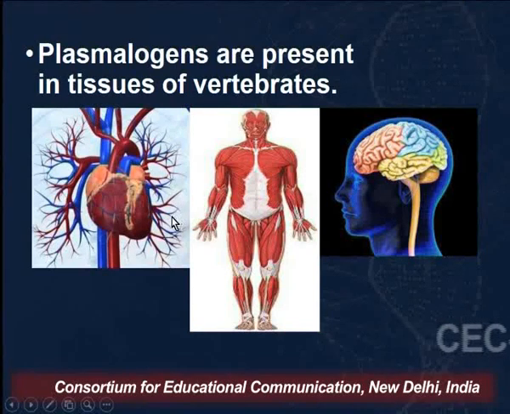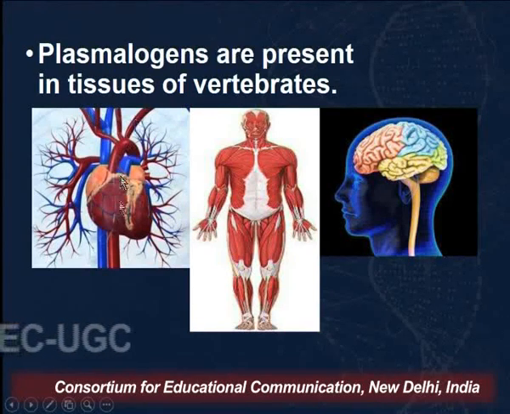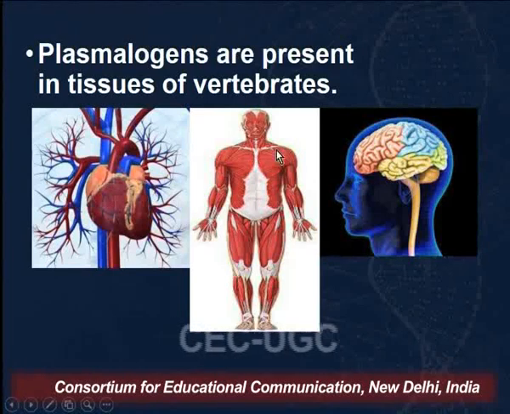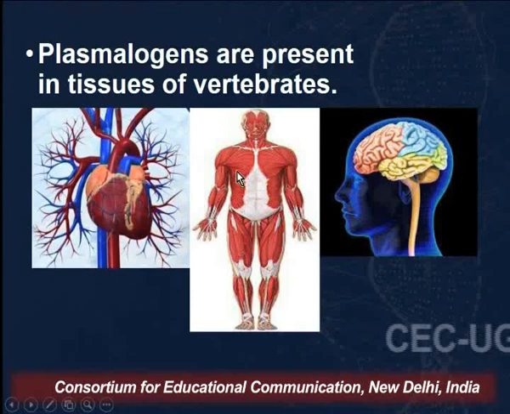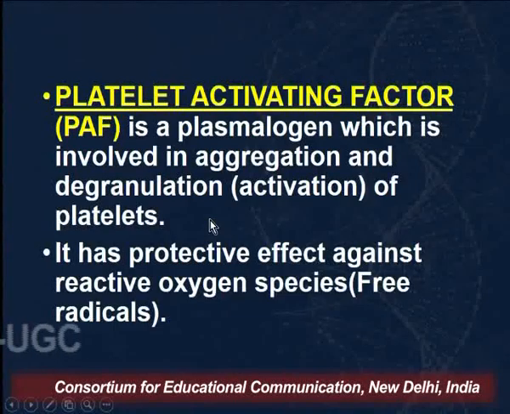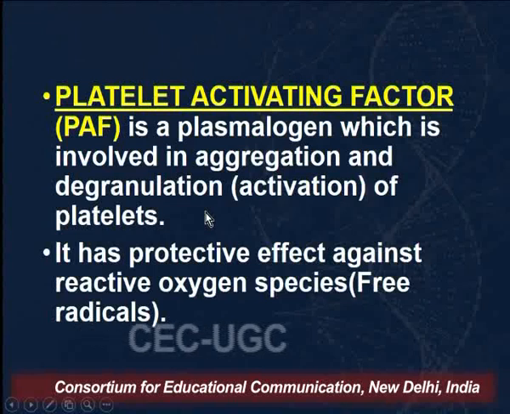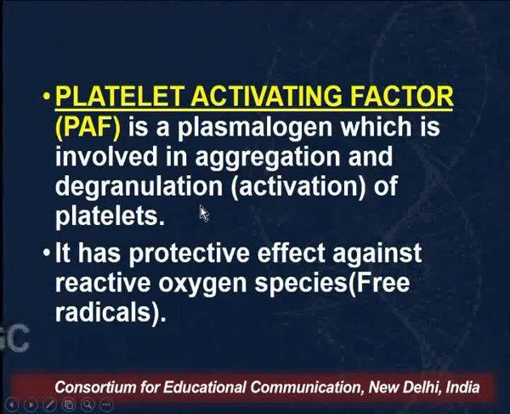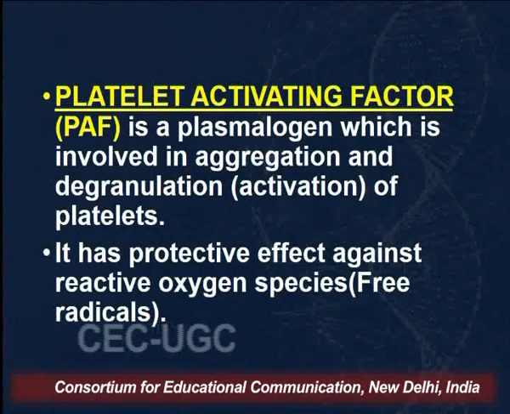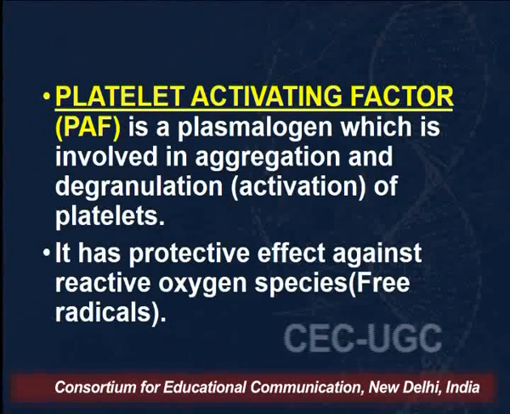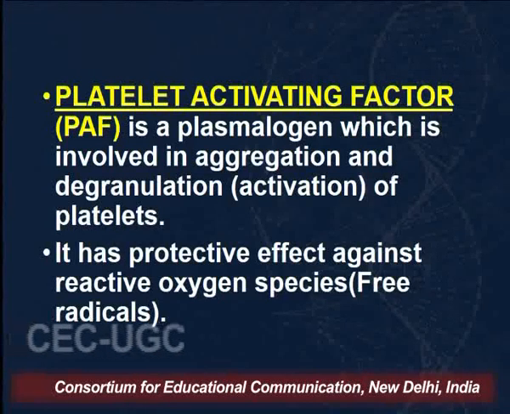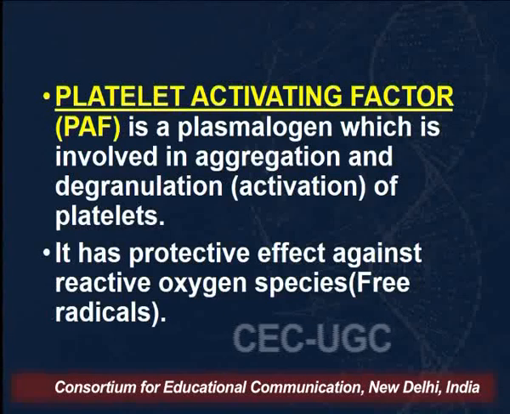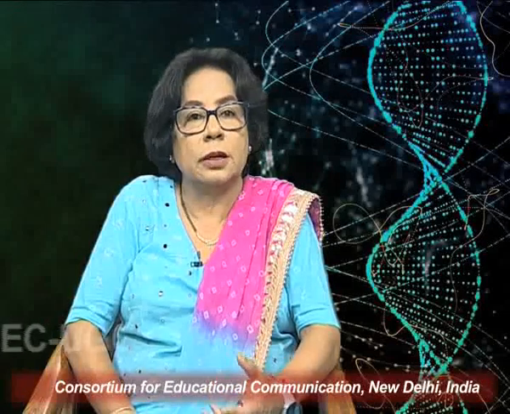These plasmalogens are present in tissues of vertebrates, especially in the heart, in the brain, as you can see here, and in the muscles. Now next, which is very important, is platelet activating factor. Platelet activating factor is a plasmalogen which is involved in aggregation and degranulation, that is activation of platelets. It has a protective effect against reactive oxygen species, that is, it can scavenge free radicals and prevents biomembranes or tissues from peroxidation.